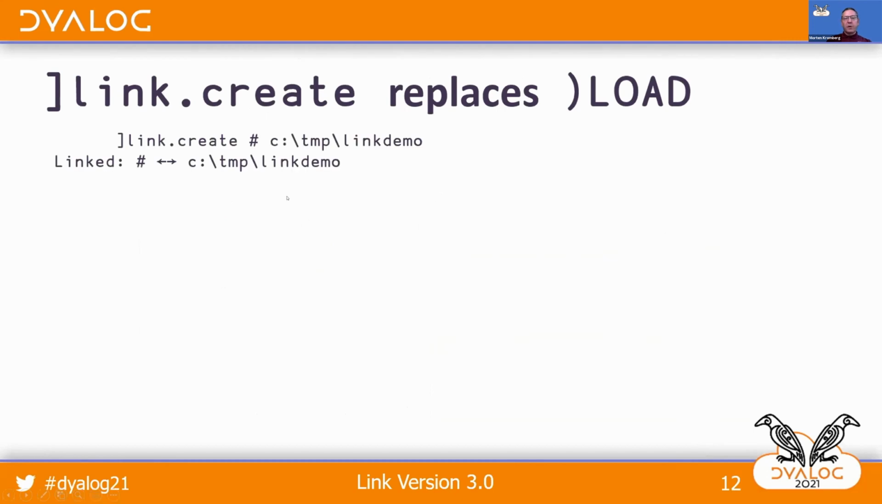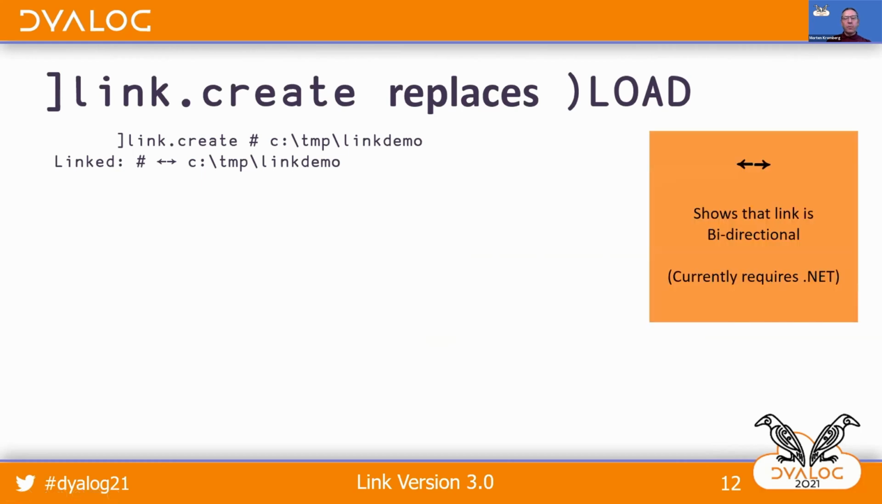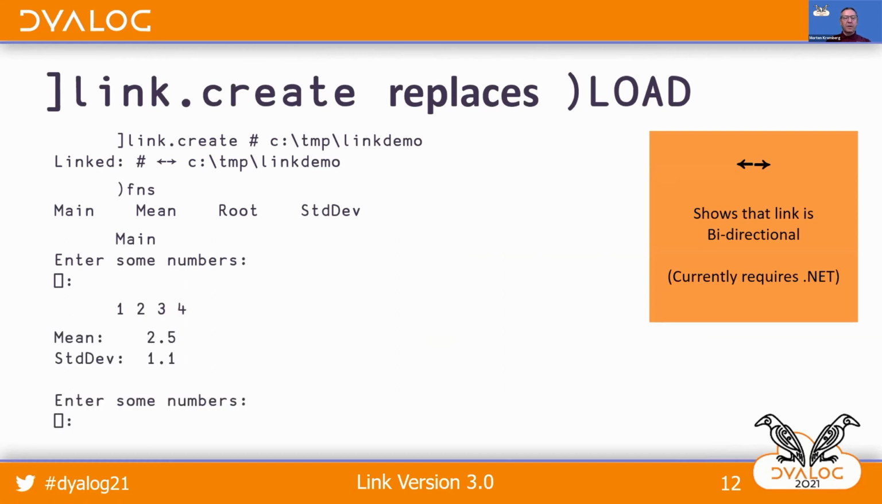So effectively, link create replaces loading a workspace. It brings stuff into the workspace. The little arrows pointing in both directions tell us that the link is bidirectional. That currently requires .NET, but that may be something we can think about. So we now have our 4 functions back. We can run our function. It computes the statistics that we were expecting.